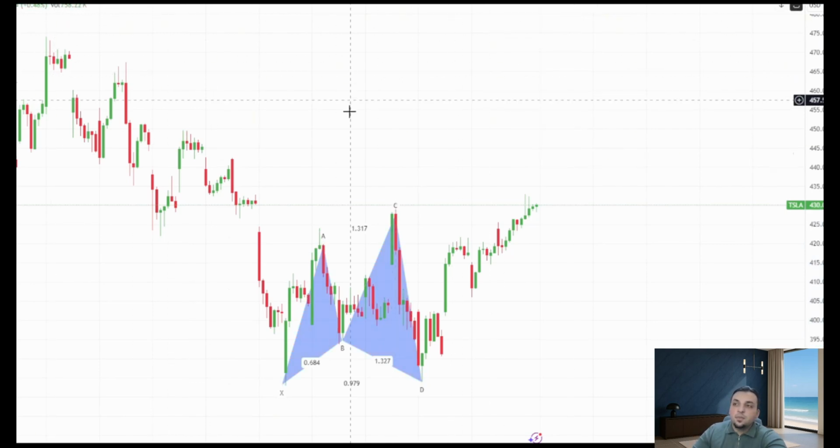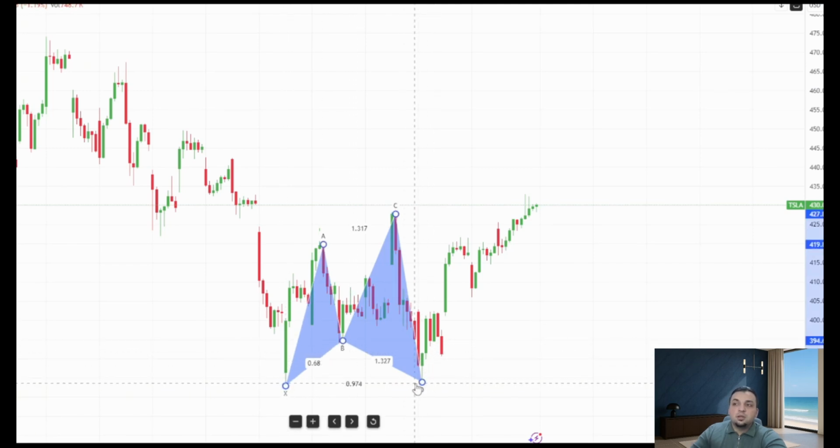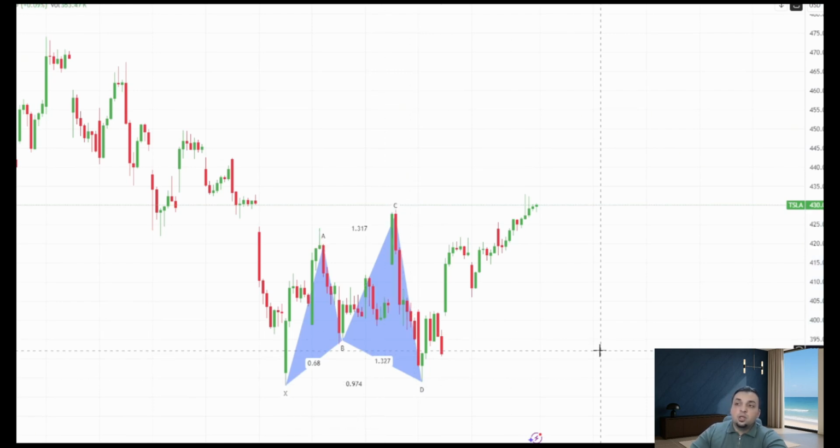As you can see, B is in the middle between X and A. C is higher than A. It can be higher than A. It can also be lower than A, but it cannot be lower than B. And D looks like it's equal to X, which means that it's a double bottom. Okay, so we have a bullish harmonic pattern right here. And what happened after that? It went up. It went up very good.